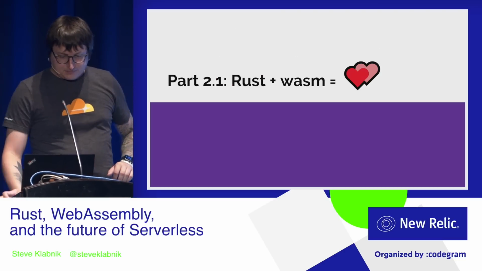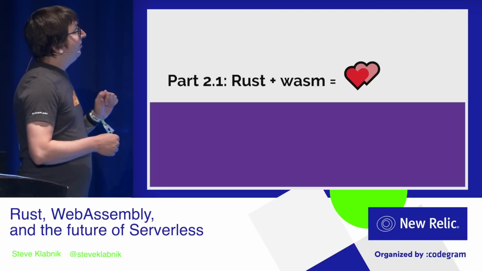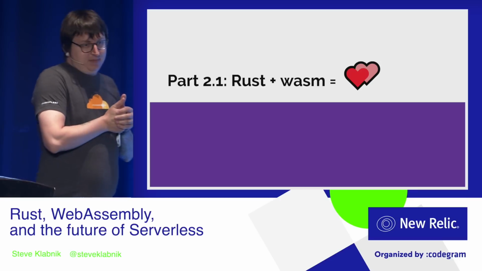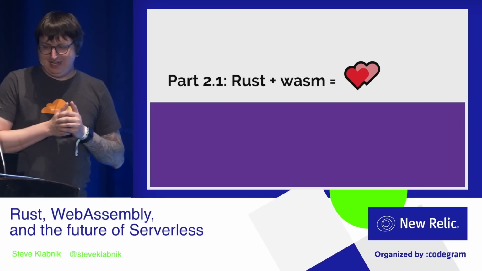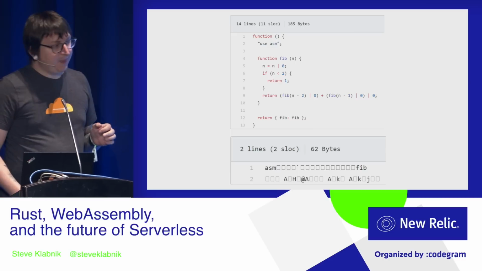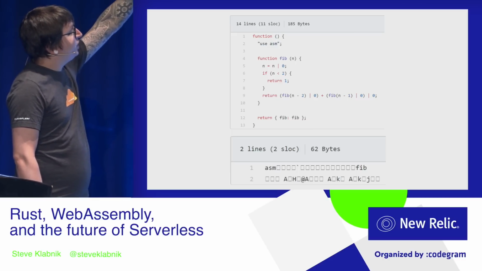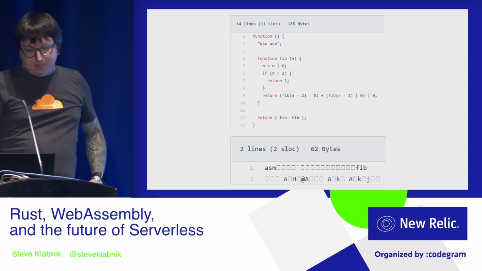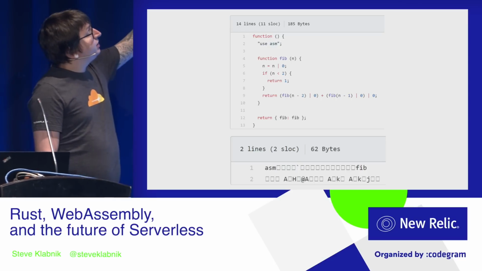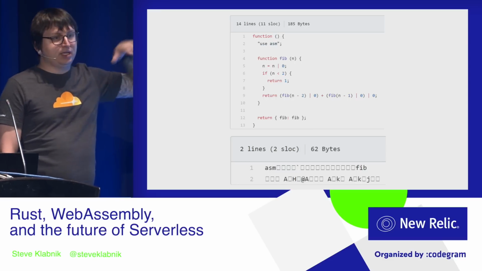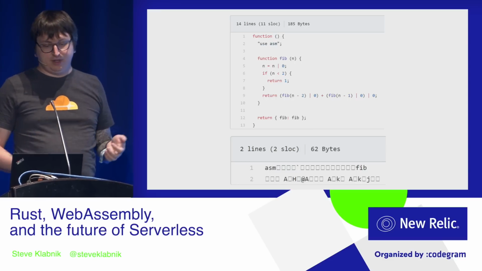All right, so let's pick it up a little bit. Rust and WebAssembly. This is part 2.1. So I talked a little about Rust and a little about WASM. We showed this code earlier with the ASM.js and the WebAssembly, but one of the reasons why this ASM.js is so small is because it basically only uses language primitives and doesn't really use anything from the language itself.